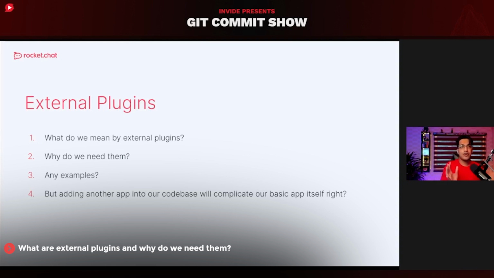Another example: you are using Discord right now, and there are definitely multiple bots communicating with each other. If I am sending an OTP, there might be external agents doing that. So these are external plugins built by different people, and we implement them within our application to extend its core functionality. But the second question is, why do we need them?